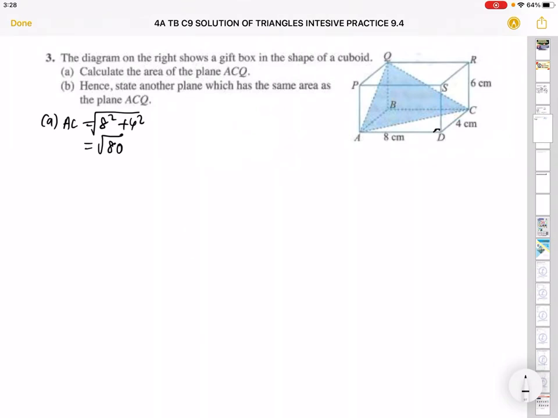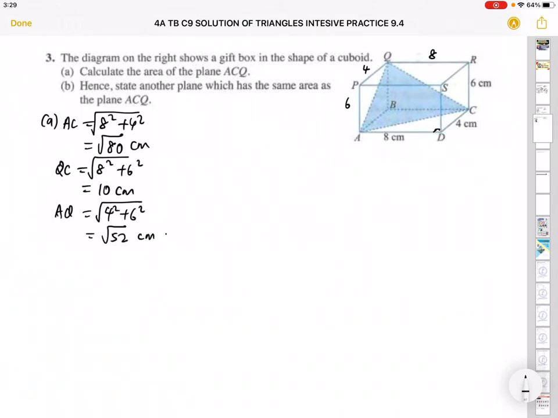Now you transfer 4 cm over here, 6 cm over here, and you can transfer 8 cm over here. Maybe I find QC first. QC is the square root of 8 squared plus 6 squared. This is fairly simple: 10, right? They're all in cm. Now for AQ, we take the square root of 4 squared plus 6 squared. 16 plus 36 is square root 52. Now that I know the lengths of all these sides, I'm going to draw this out for you so it's easier to see. This is Q, this is A, this is C.